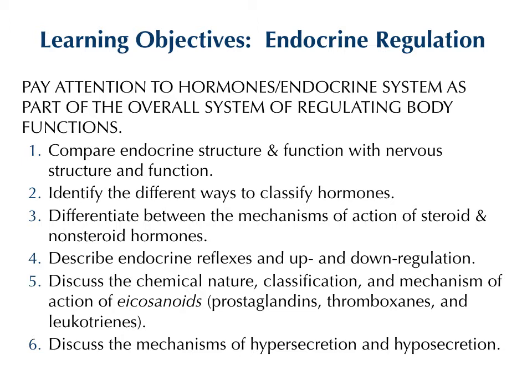That's usually pretty significant, and you can get very deep in the weeds on doing that. And we won't get that deep. Describe the endocrine reflexes and what upregulation and downregulation mean. Discuss the chemical nature, classification, and mechanism of action of eicosanoids. And eicosanoids is the group of substances that are the prostaglandins, the thromboxanes, and the leukotrienes.